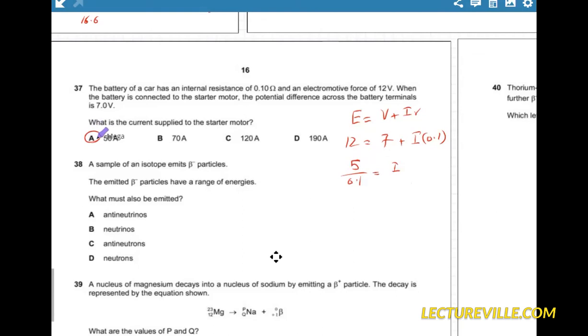A sample of an isotope emits beta minus particles. The emitted beta minus particles have a range of energies. What must also be emitted? With every beta minus particle, which is an electron, an anti-neutrino is emitted. Okay? Anti-neutron is nothing, it is anti-neutrino. So C is incorrect. Neutrino is not right, it is anti-neutrino. So 38 should be A as well.